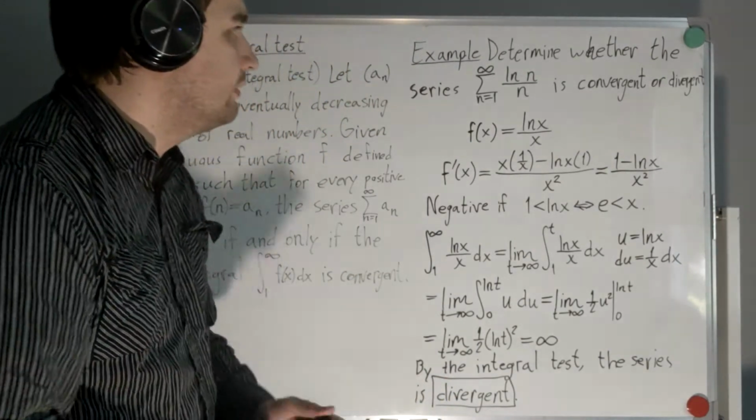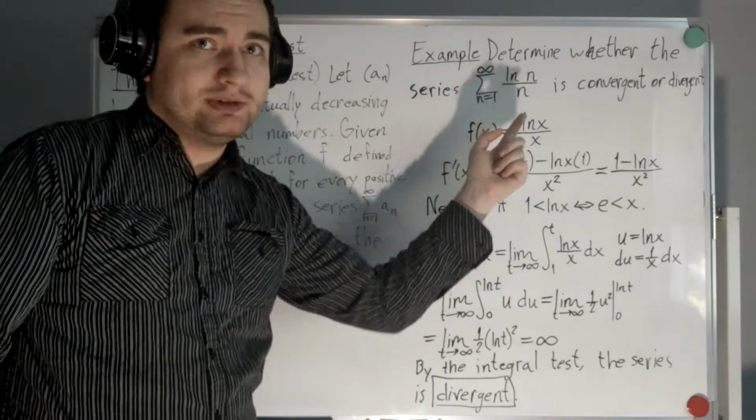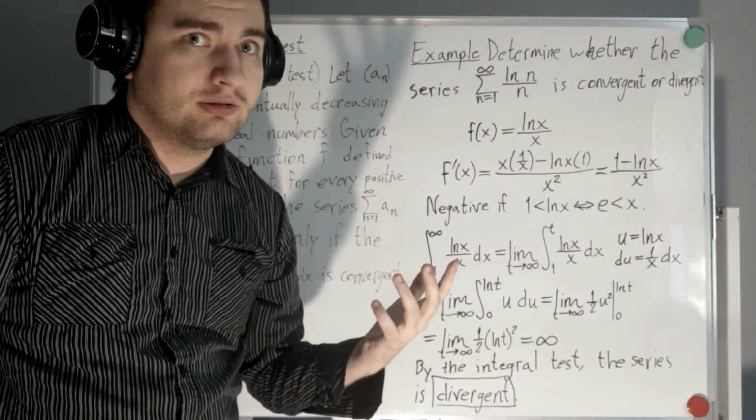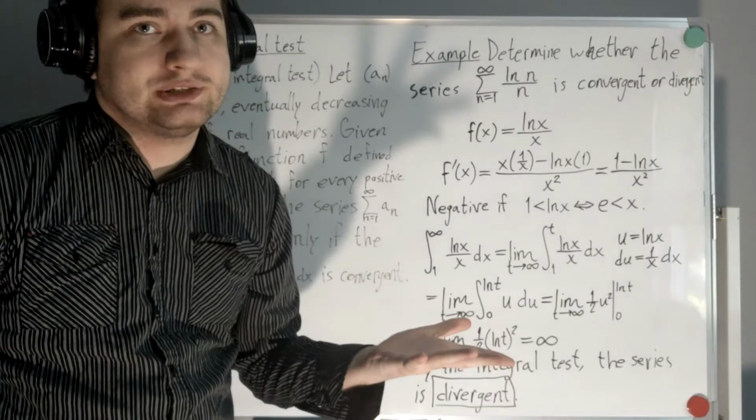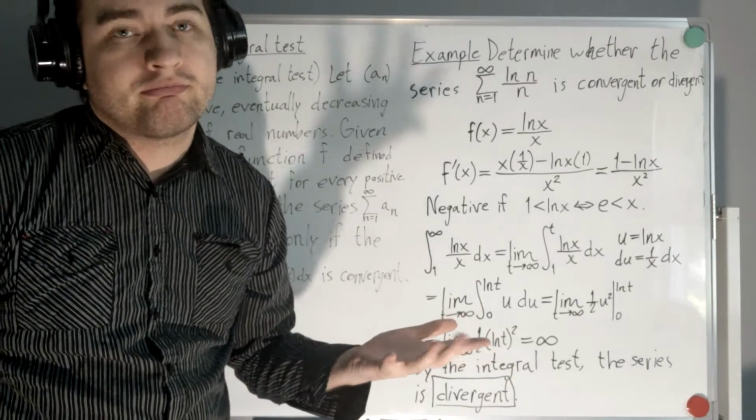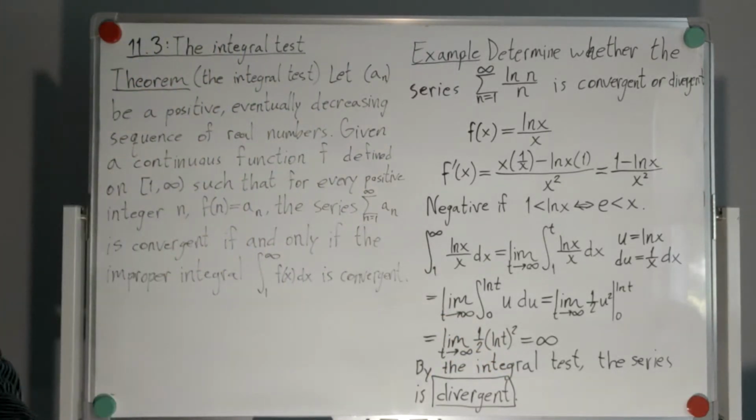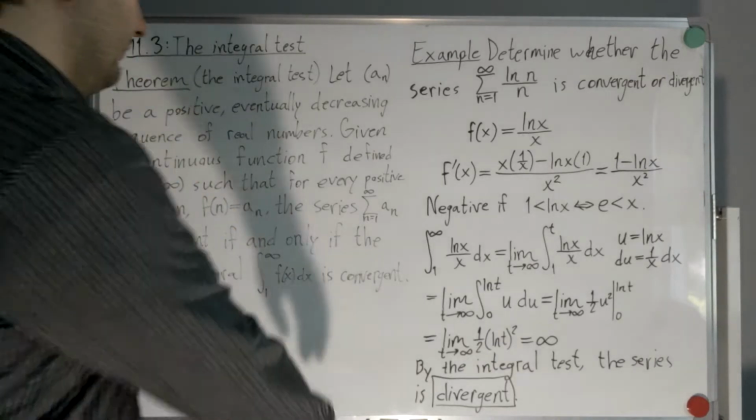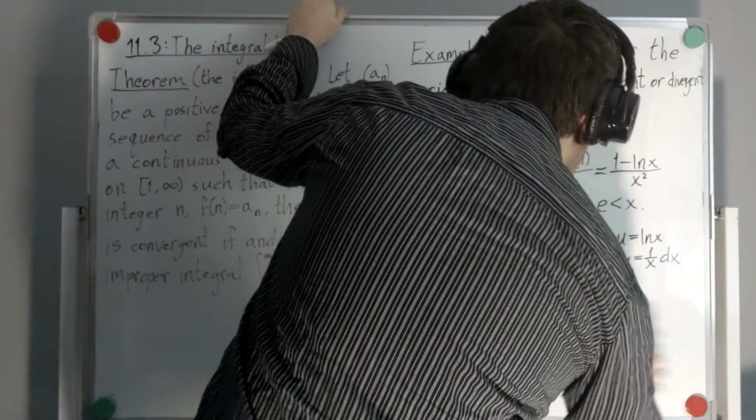But for this one, the limit of the terms is 0. So what then? The divergence test has nothing to say about that. But the integral test can do that for us. Okay? So of course, we're going to do another example.